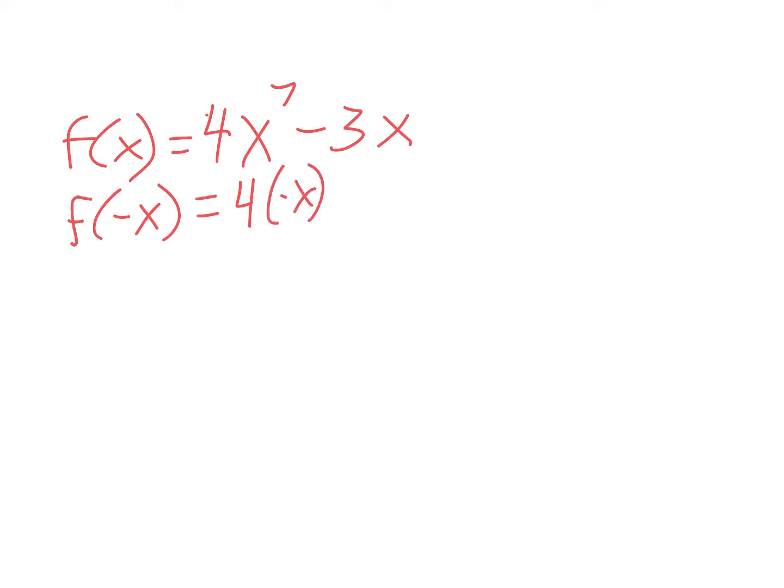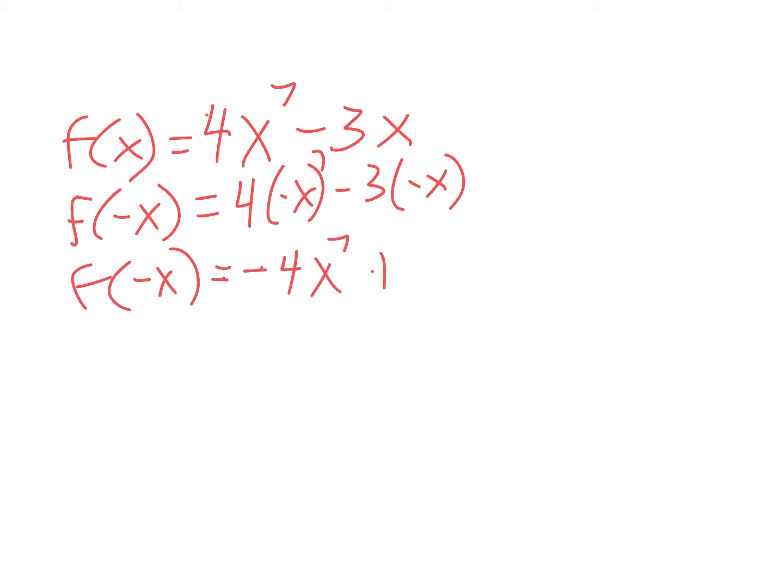4 times negative x to the 7th minus 3 times negative x. Then you simplified it, and what'd you get? Negative 4x to the 7th plus 3x. All right. Now, do you know what you were supposed to prove? f of negative x equals negative f of x. Now, we have a negative out in the front. But is this exactly the opposite of the original?